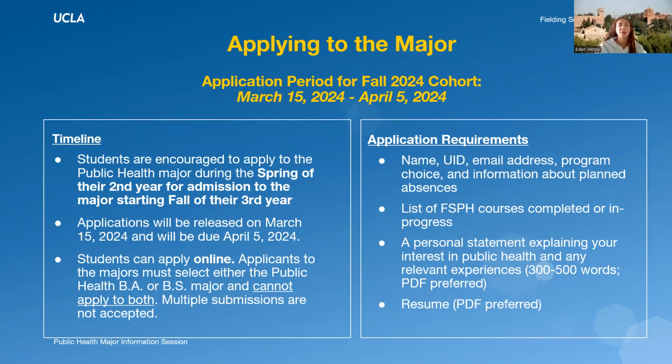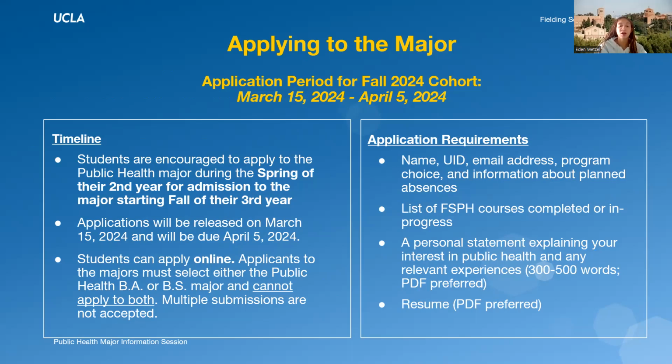All right, so now a little bit more logistical timeline and requirements for the actual application. So this year for the fall 2024 cohort, we will be opening the application on March 15th, which is at the end of winter quarter, and it will close on April 5th, which is the end of week 1 of spring quarter. So like we mentioned earlier, students are encouraged to apply during the spring of their second year so that they'll be starting with their cohort in the fall of their third year.